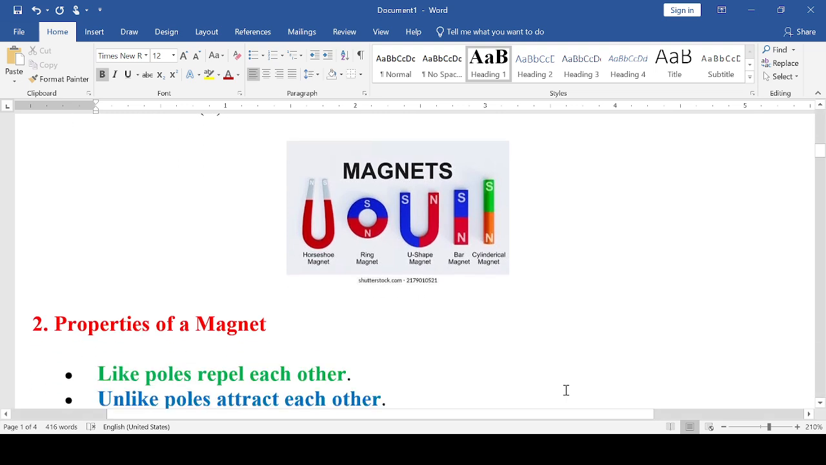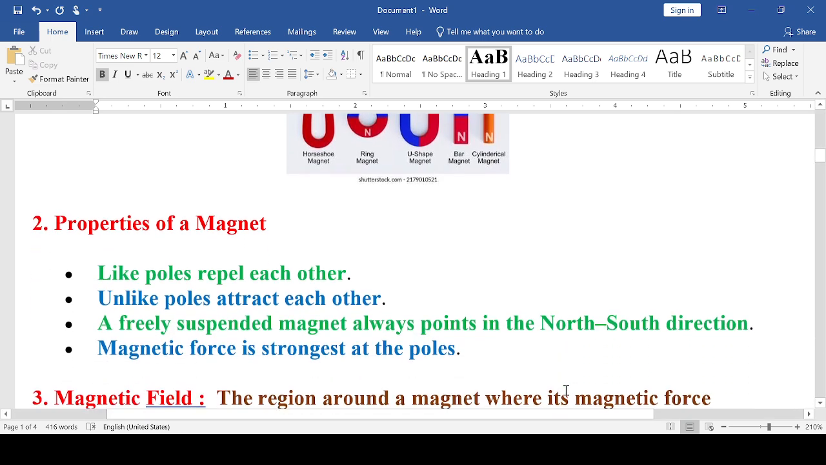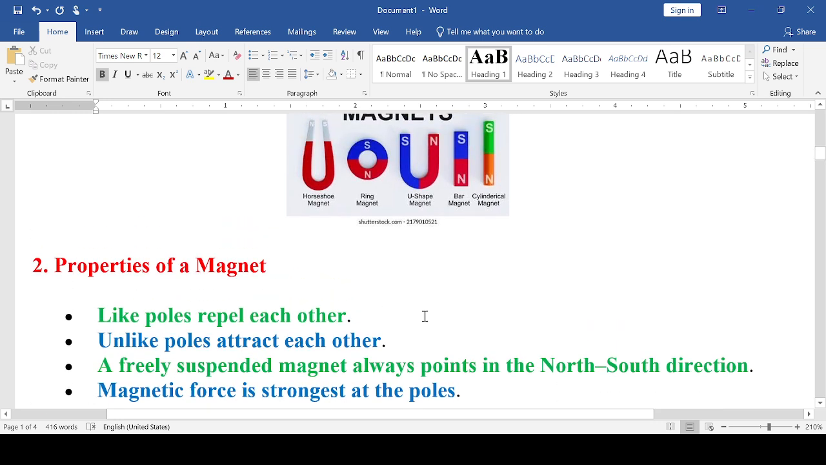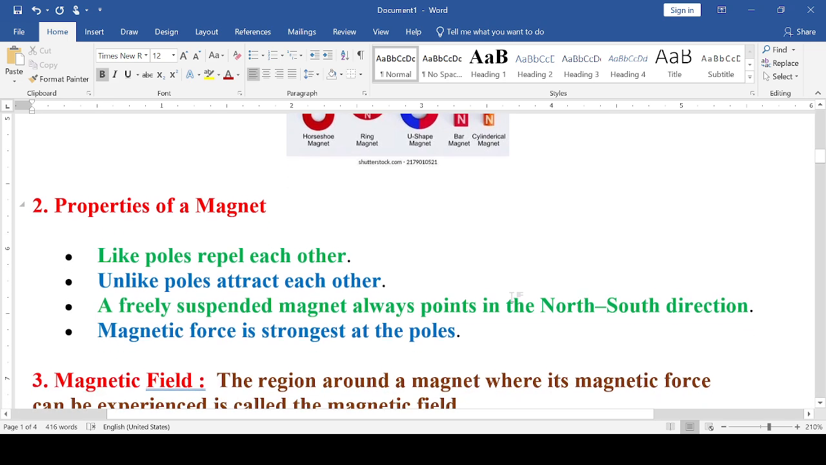So what are the properties of a magnet and how is this useful to this chapter? We are going to discuss everything, not to worry, just have a recap and then we'll continue with the topics. Each magnet has two poles, north pole and south pole. Like poles repel each other. When you bring two north poles of two different magnets, they repel. When you bring two different poles of different magnets, they attract. That is, north-north will repel, north-south will attract. Like poles repel and unlike poles attract.